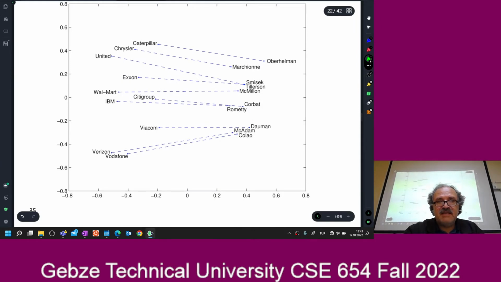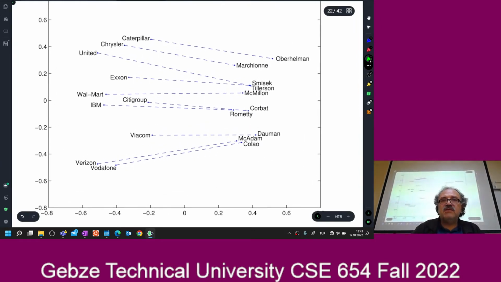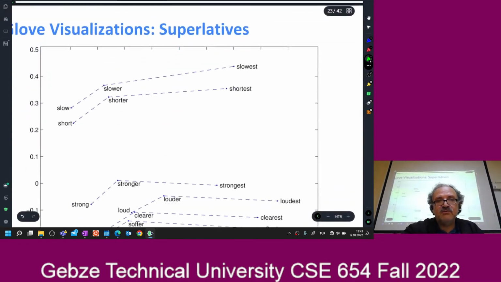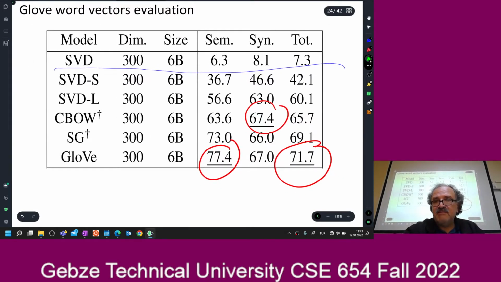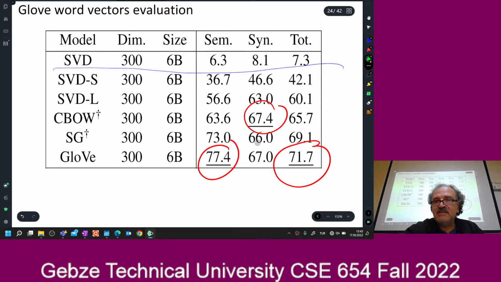Semantic-wise is this: who is the CEO of Chrysler? Who is the CEO of IBM? These are semantic information. I think you cannot capture this kind of information using syntactic rules. So it looks like semantically we are doing better than the syntactic version for most of the methods.